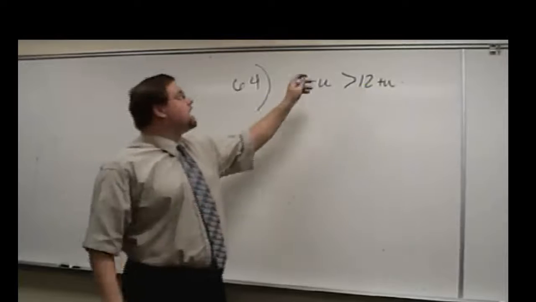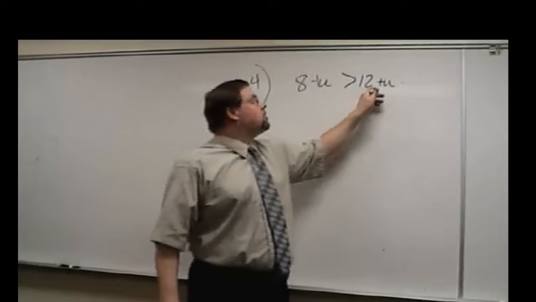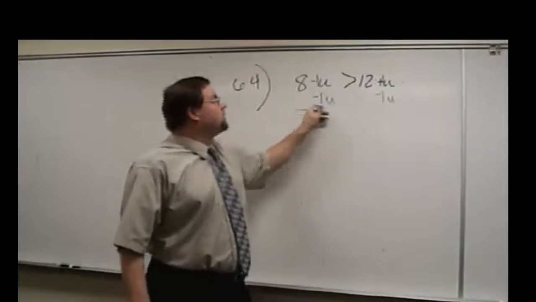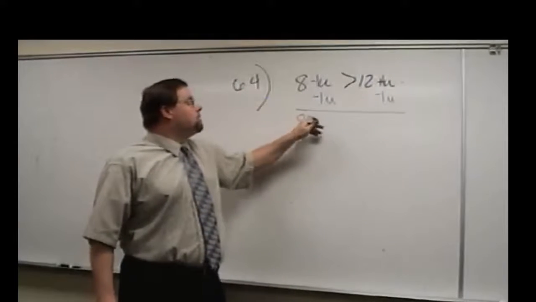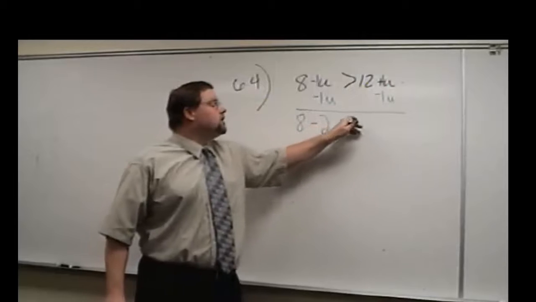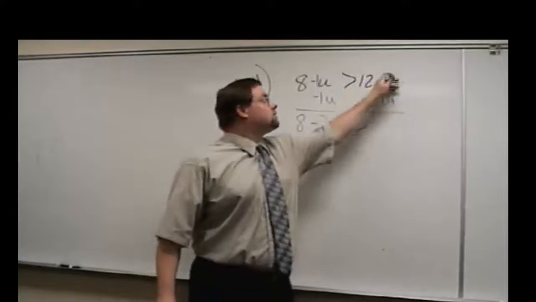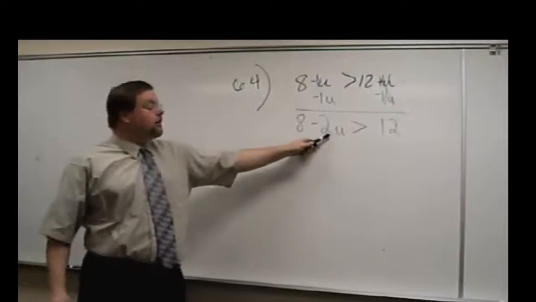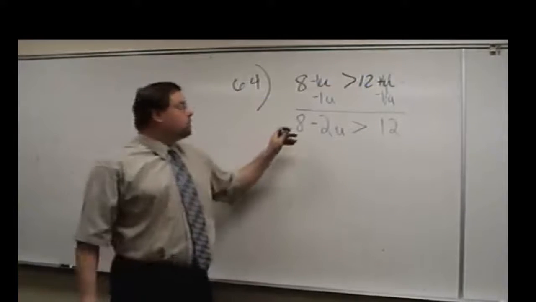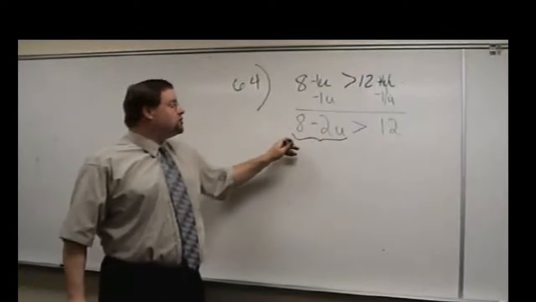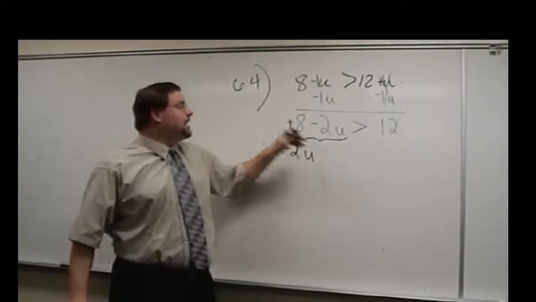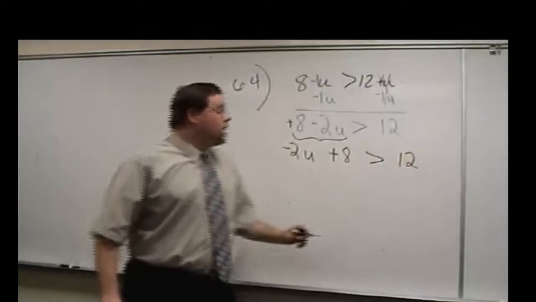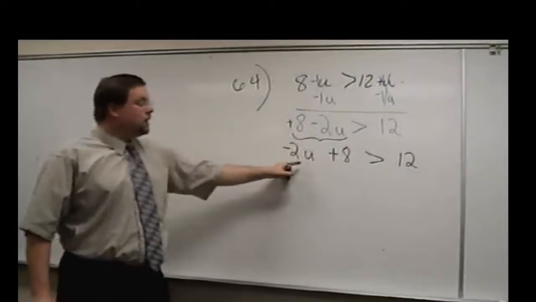So this is a negative 1u. So I'm going to minus 1u from both sides because I want to remove it from the right side. So we have 8 minus 2u is more than 12. Okay? So once again, we're going to solve this inequality. And if it helps you, you can rewrite this as negative 2u plus 8 is more than 12. Okay? And hopefully you're okay solving and getting u alone.